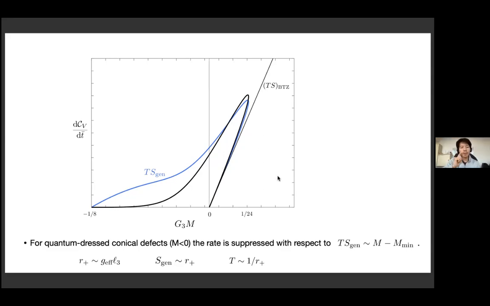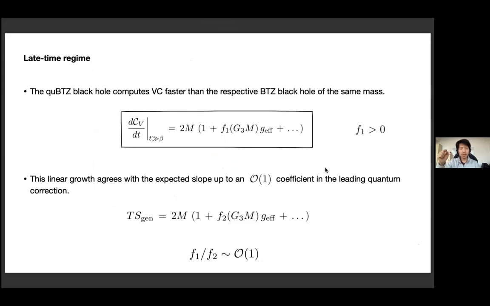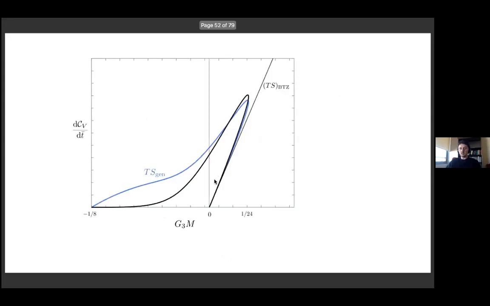Okay, but just to make sure I understand, the result you showed before this slide, it's only for the branch that has the BTC black hole-like behavior. No, it's for both of the branches. Yeah, but the correct interpretation, if you want to think of the QBTC as a small modification of the BTC due to quantum effects, it is just for the first branch. It's just for this branch, yeah. Okay, I see.